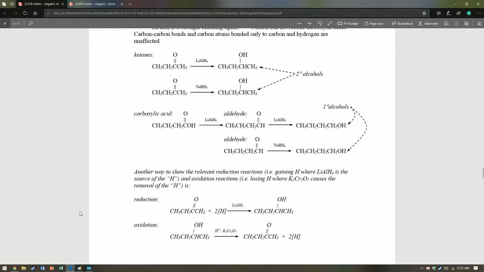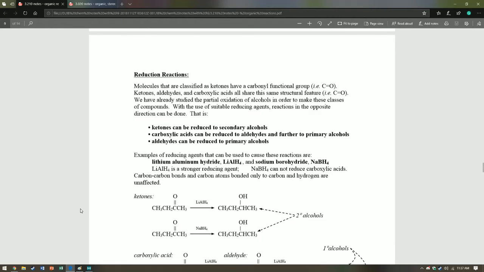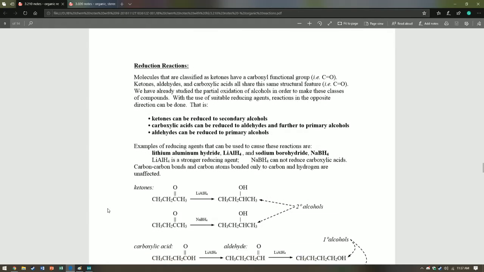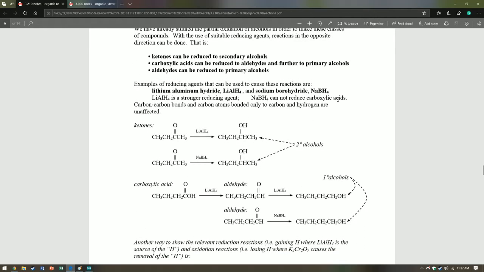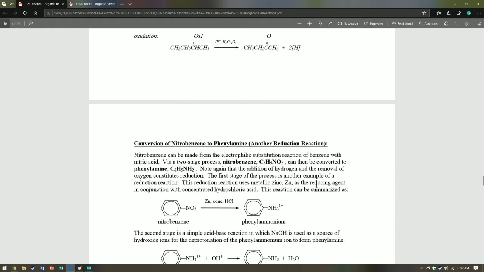Lastly, we consider reduction reactions, which are basically the opposite of those partial oxidation reactions, and you can use reducing agents such as lithium aluminum hydride and sodium borohydride. The only catch is that sodium borohydride will not reduce carboxylic acids. So ketones can be reduced to secondary alcohols, carboxylic acids and aldehydes can be reduced to primary alcohols, and you can't really reduce tertiary alcohols since they never reacted in the first place.